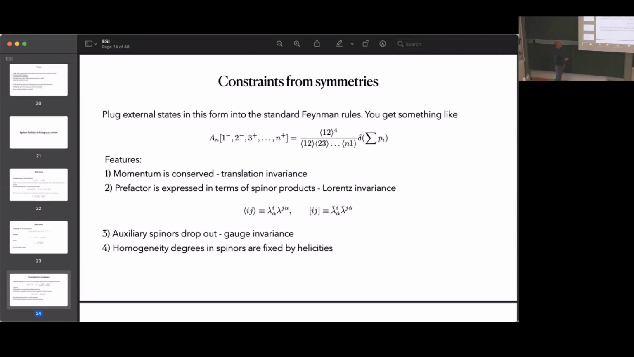Then you also have this prefactor, which is expressed in terms of angle and square brackets. This angle bracket is nothing but the contraction of two spinors with the SL2C invariant metric, which is just the antisymmetric tensor, and the same for barred spinors.